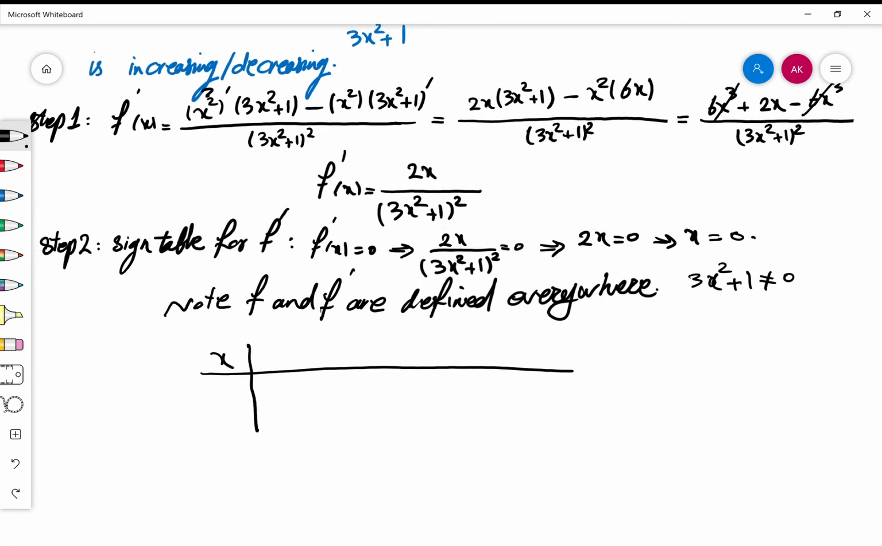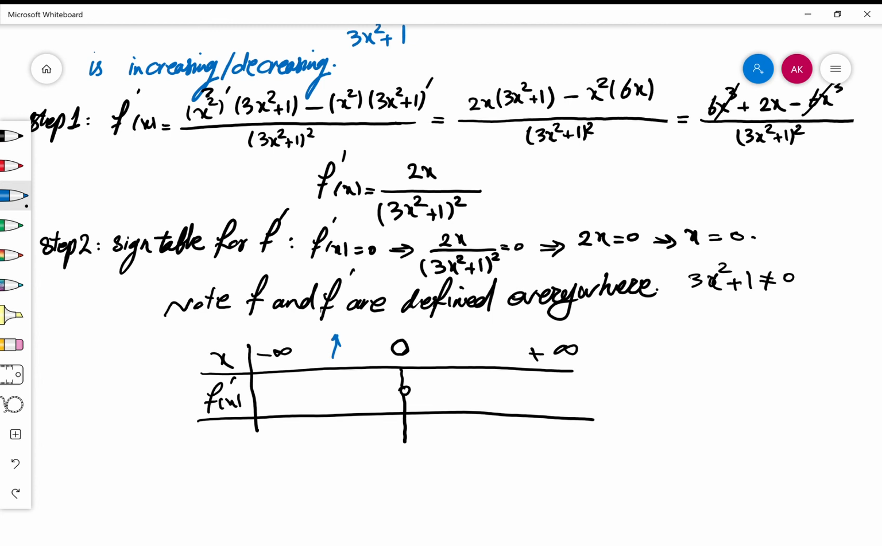Okay, so we found where the function f prime of x is 0. So we start with that. We go from negative infinity to 0, and then from 0 to infinity. And at 0, I know that the derivative is 0. To find the signs, I need test values. I choose negative 1 and 1.